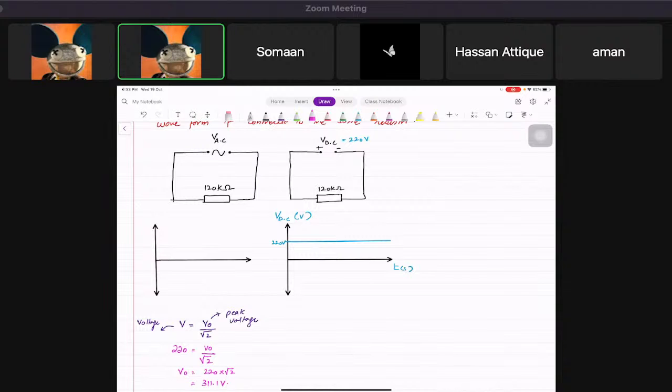So if you draw the curve, now the curve is going to look like this because it's alternating. So you need to understand that in AC voltage, at least you need to give 311.1 volts if you want an equivalent of 220 volts as DC. Do you guys understand what I've just done?